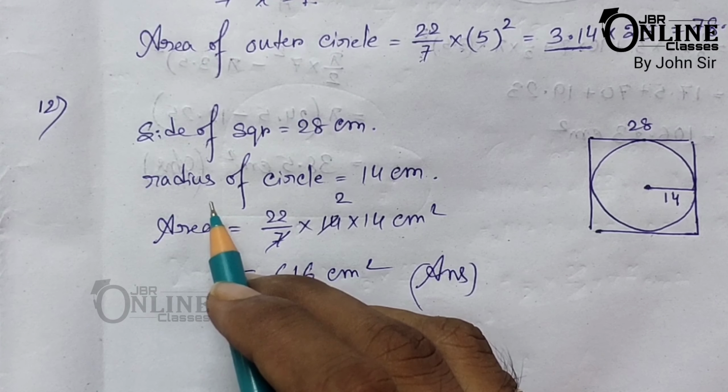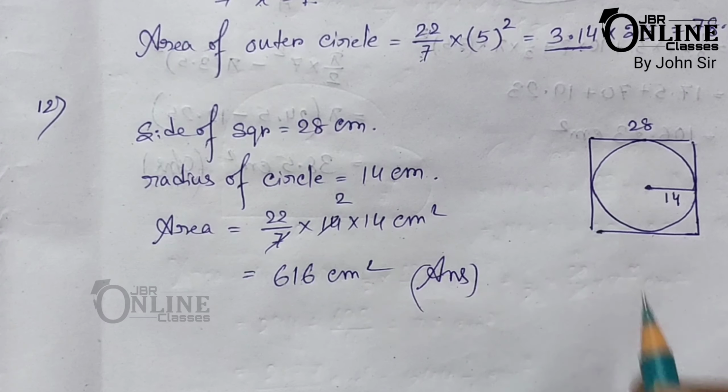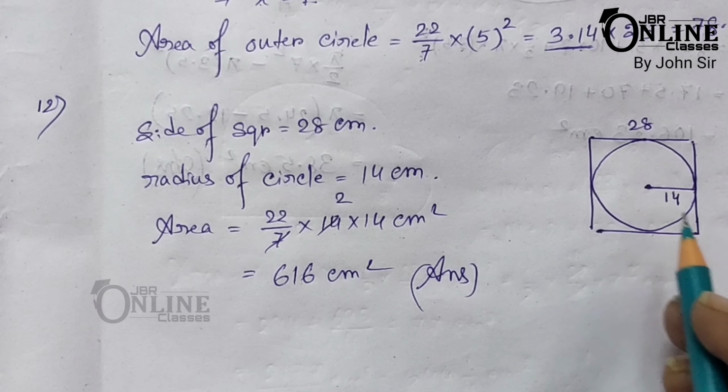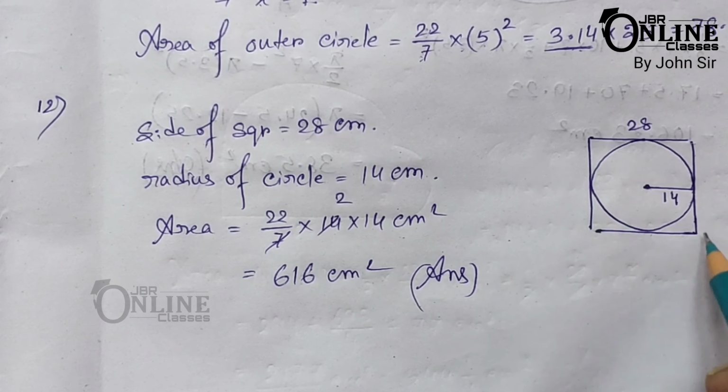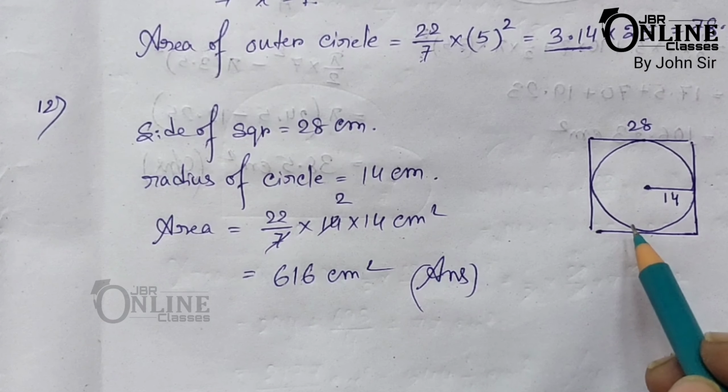Okay, so here in sum number 12, what is the area of the largest circle that can be drawn inside a square of side 28 centimeter? So first you have to draw a square. Now square means all sides are equal, so 28, 28, 28, 28. Now next thing you have to draw a circle inside the square.